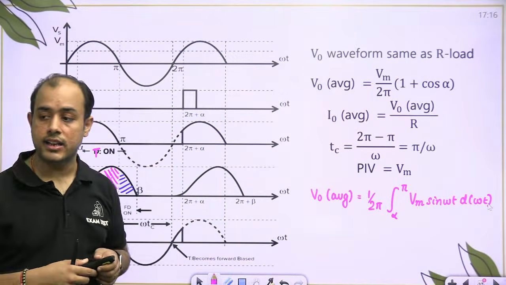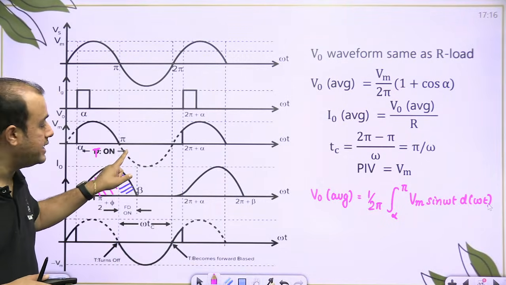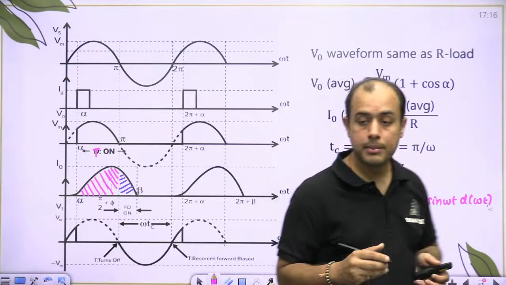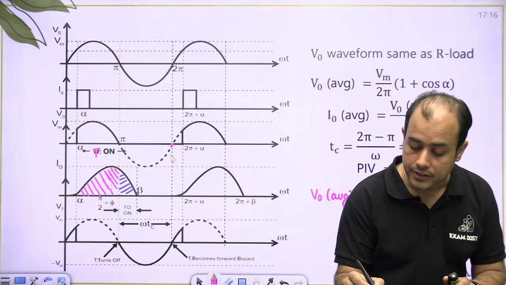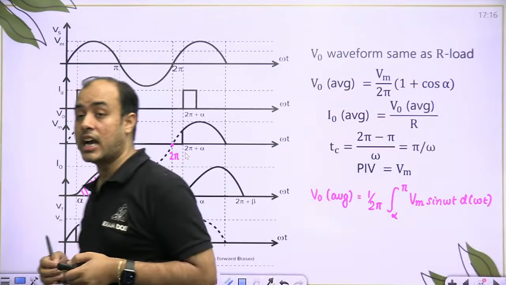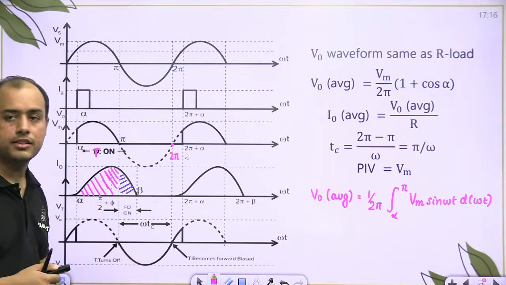What about circuit turn off time? The thyristor stopped conducting at pi. Second forward biasing comes at 2 pi. पाई पे रुक गया था थायरिस्टर, वहां से फ्रीव्हीलिंग डायोड आ गया और कंडक्शन या फिर अगला फॉरवर्ड बायसिंग आएगा 2 पाई पे, and PIV is VM.